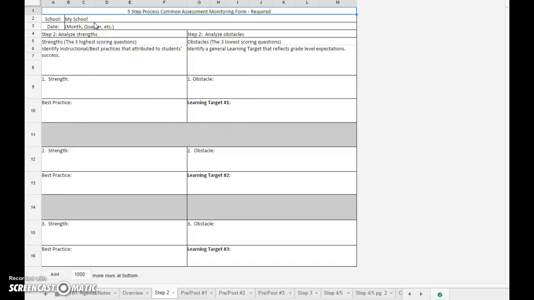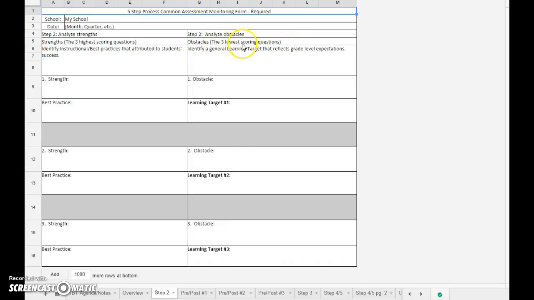So we're going to look at the common assessment, identify 3 high scoring questions, come to a consensus as a teacher-based team what those questions are or were, and then we're going to identify the strengths and align it with the best practices. We then will look at the obstacles that students had, come to a consensus as a TBT, what were the 3 lowest scoring questions.